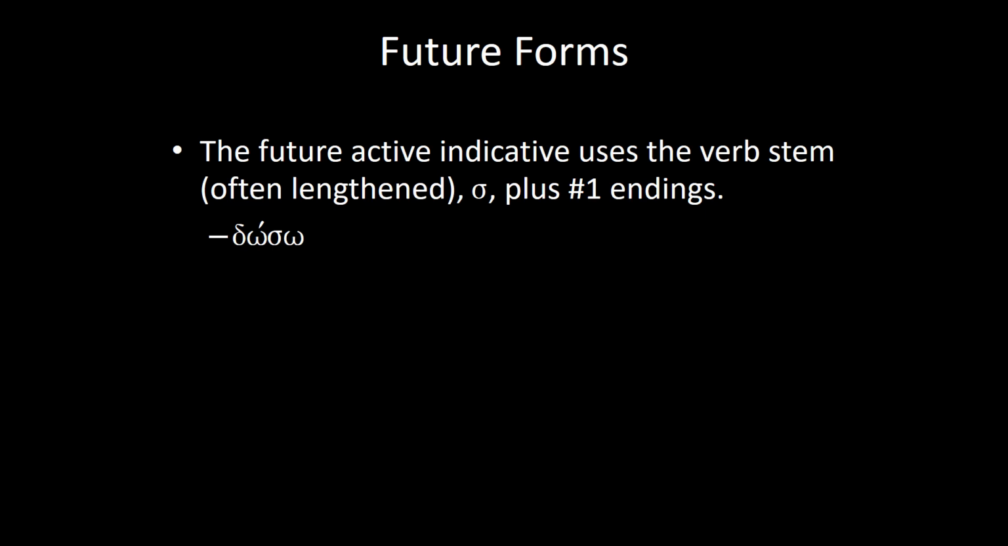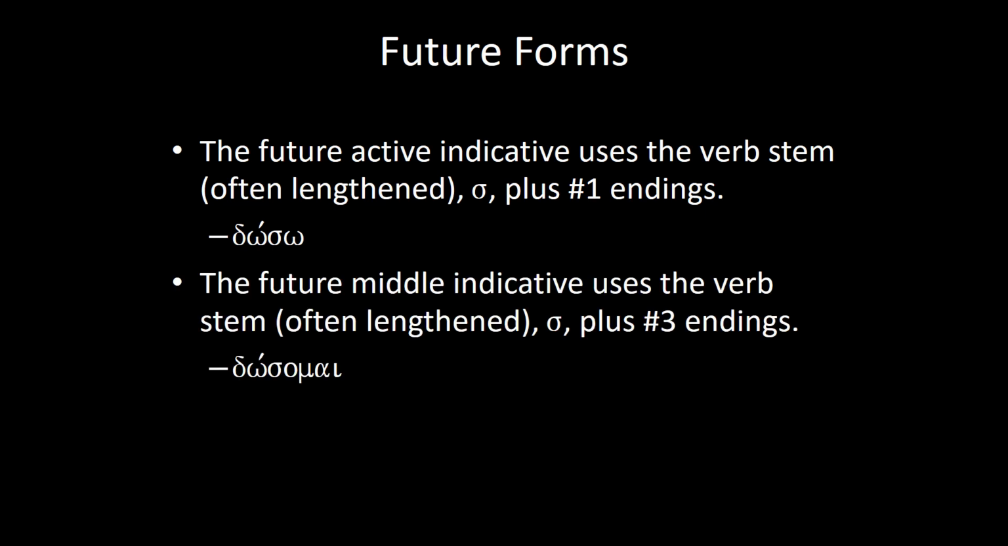I'll show you future also. Future does just what you would expect. We've got the verb stem, maybe lengthened. We've got sigma, that's what we expect for future. Then our normal number 1 endings. So, doso, I will give. This is from didomi. The verb stem is da, lengthens to do. We've got that sigma, then our endings. I will give. For future middle, we'll do the verb stem.